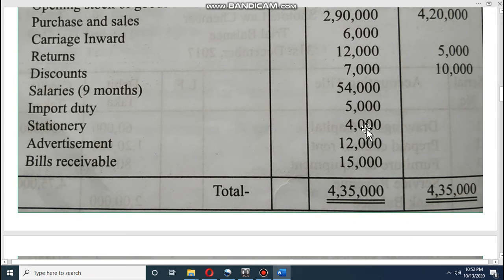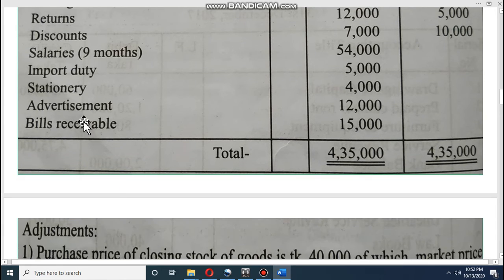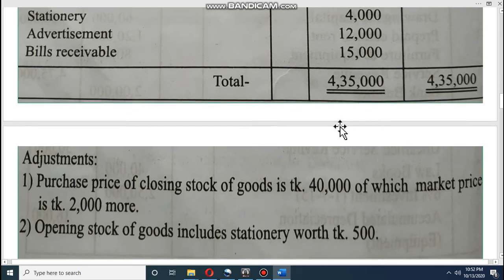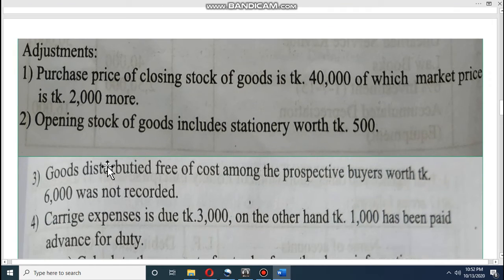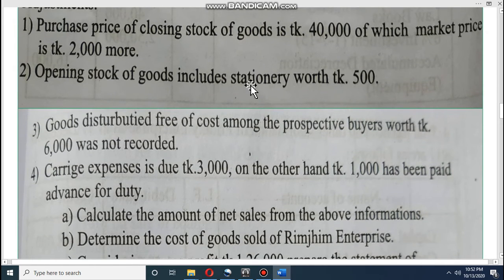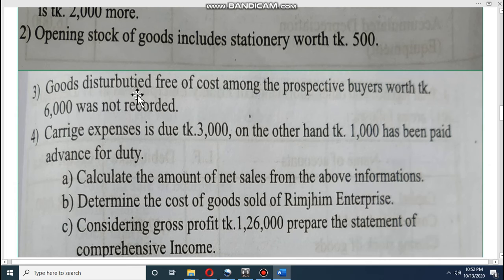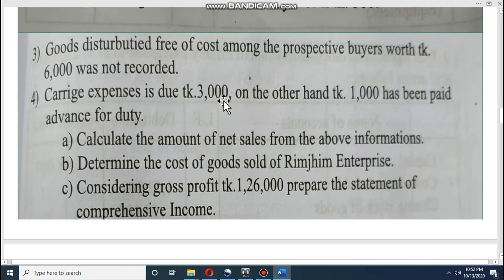Then stationery is our operating expense. Advertisement is also an operating expense, but bills receivable is our asset. Dear student, now this opening stock of stationery will be added with the stationery because opening we have stationery. Then goods distributed free of cost will be added with advertisement, and there is no other item.